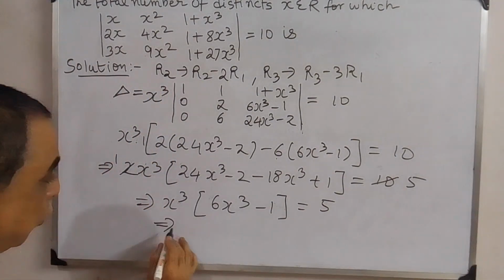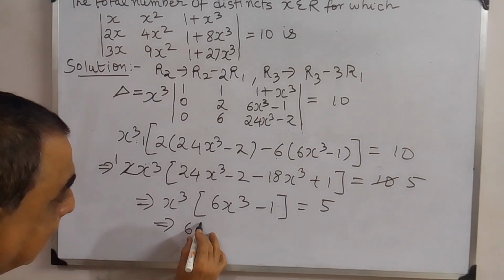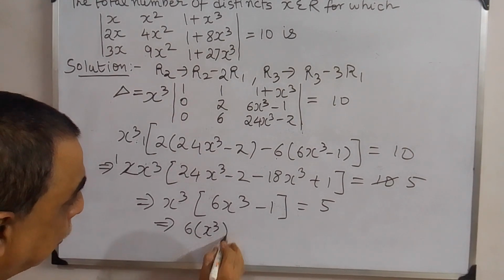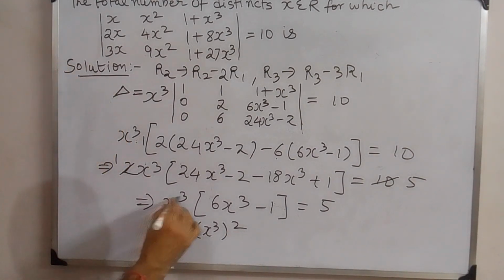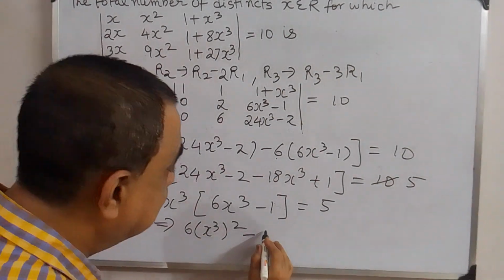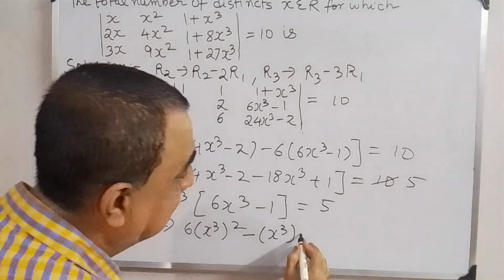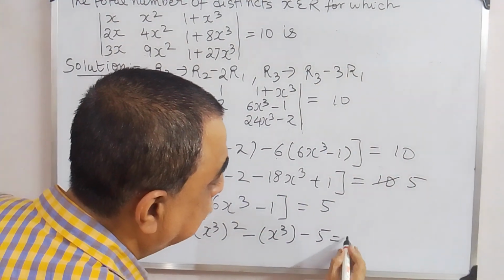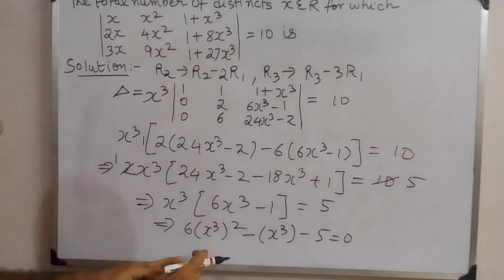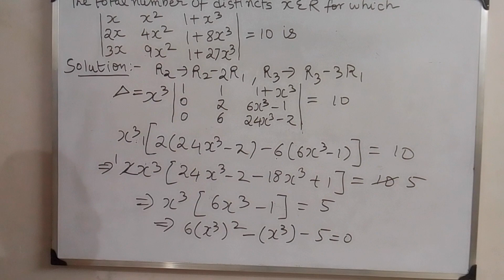So now multiply here. Here we are getting 6 into x cube whole square, since x cube into x cube is x cube whole square, minus x cube, and plus 5 you bring to this side, it is minus 5. So this equation is a quadratic equation in the form of x cube.